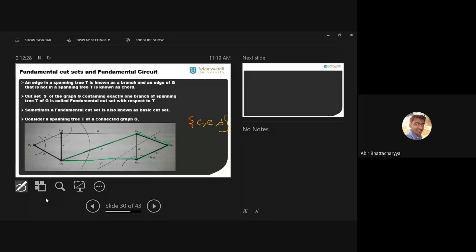Any questions? Please ask me. I will ask you to find the fundamental circuits and fundamental cut sets. Both questions come together. Again, it depends on your spanning tree. Spanning tree changes, circuits change. Spanning tree changes, cut sets change. So whenever fundamental is mentioned, you must apply a spanning tree. All right?